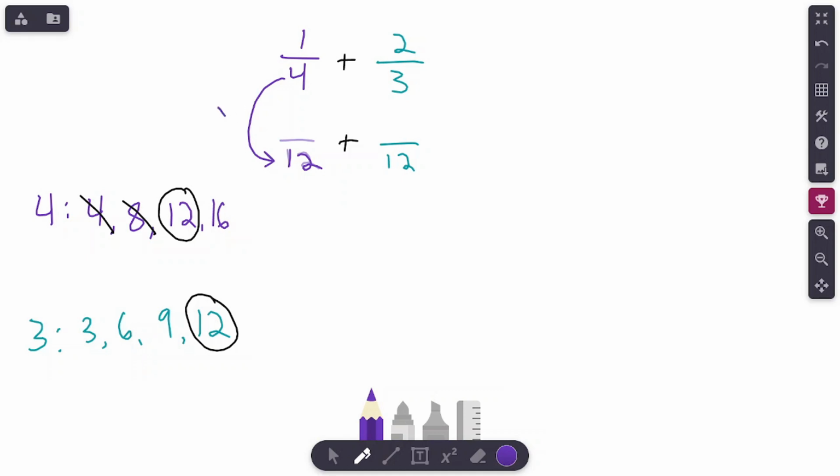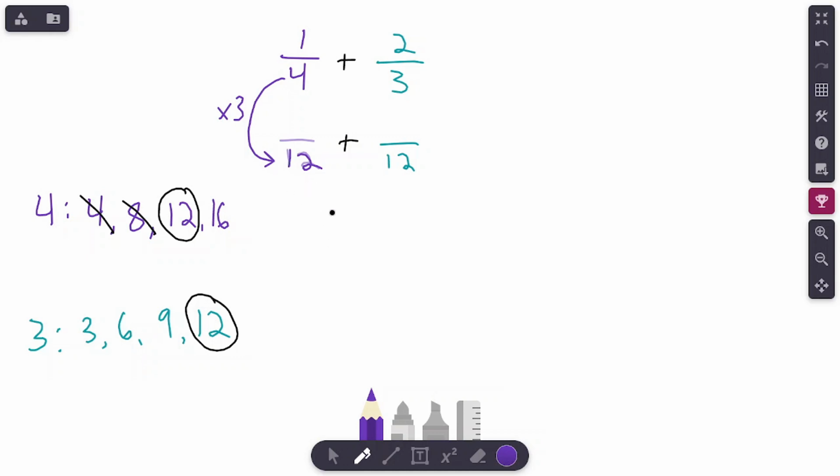We are going to multiply 4 times what to give us 12? If you don't know, I've got a shortcut for you. Look at your multiples over here. How many times did we have to skip count to get to 12? Start here. 1, 2, 3. 4 times 3 gives us 12. All right, you following me?